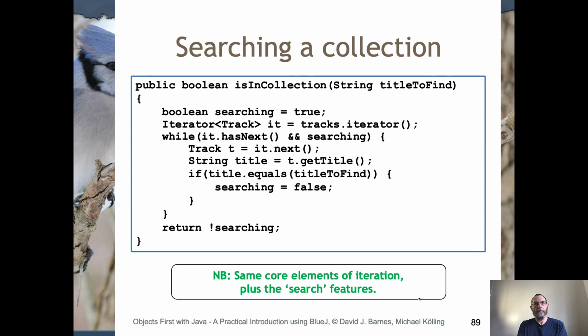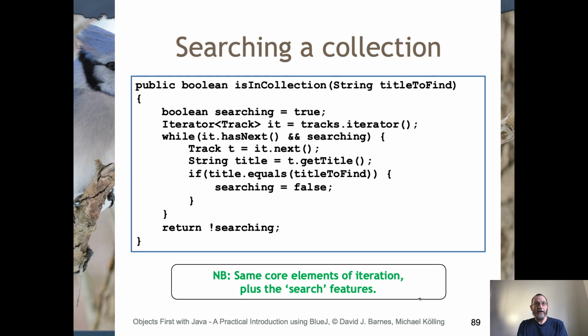We then make the necessary comparison, and if we find what we're looking for, we set the searching variable to be false. Notice that there's no need to update an index or do anything else if we don't have a match. We'll simply go back around to the condition, check if there are more items to consider, and then repeat the process until either we exhaust all the items in the list or we succeed in finding what it is that we're looking for.